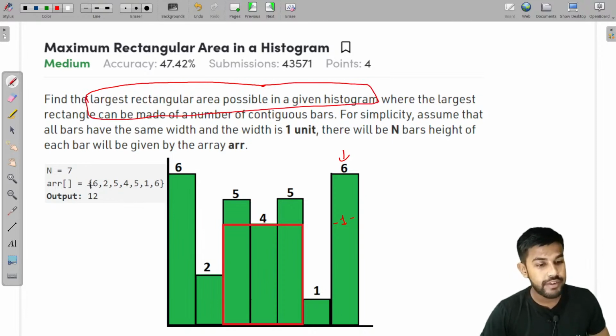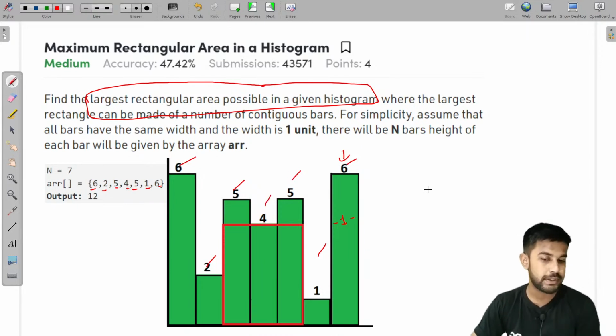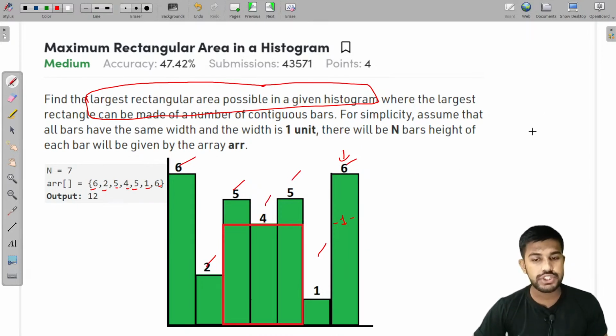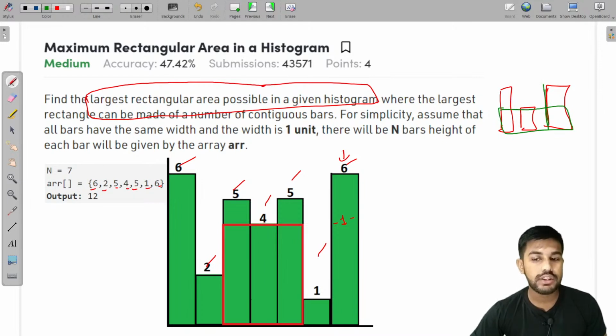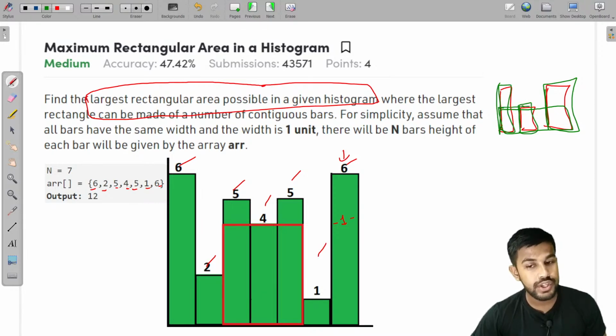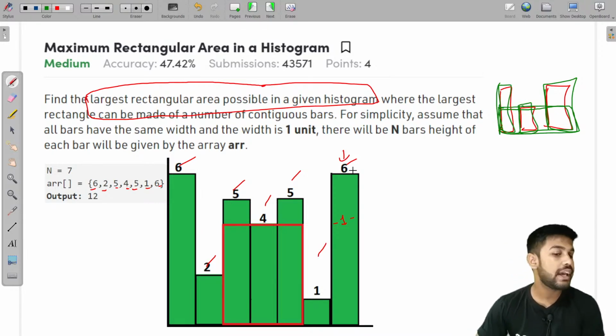Suppose you would be given 6 2 5 4 5 1 6. So 6 this side, 2 this side, 5 4 5 1 and 6. And you need to report the largest rectangular area possible. Suppose you have a length like this, and a length like this, and a length like this. This would account as a rectangular area, or this would account, or only this would account. If you want all the threes, then this would account. There can't be any gap, in short.